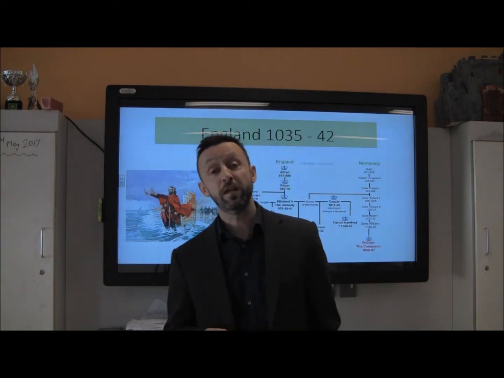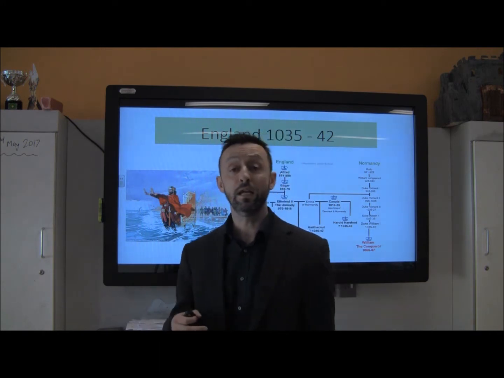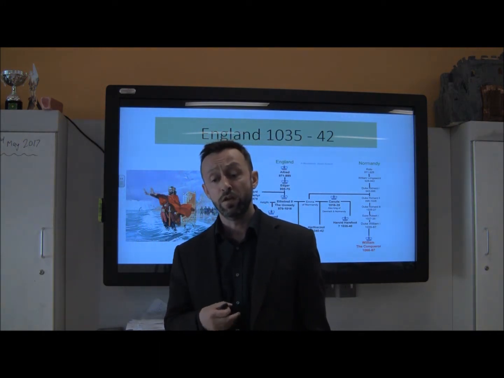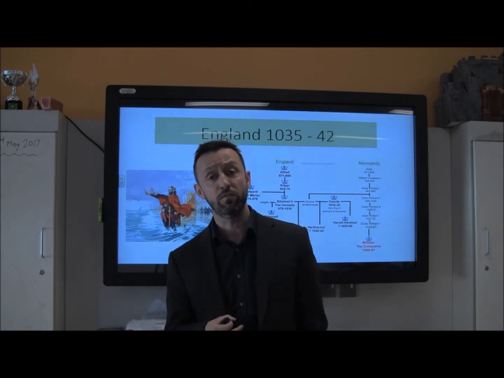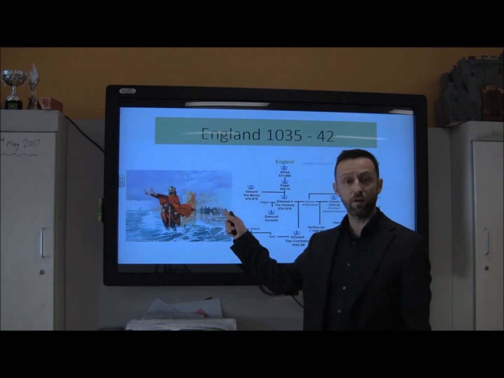Alright, so this is going to be the first in a series of videos on the Anglo-Saxon England and the Norman Conquest from 1035 through to 1087. The course ends in 1087 with the death of William the Conqueror. It begins in 1035 with the death of this man here.